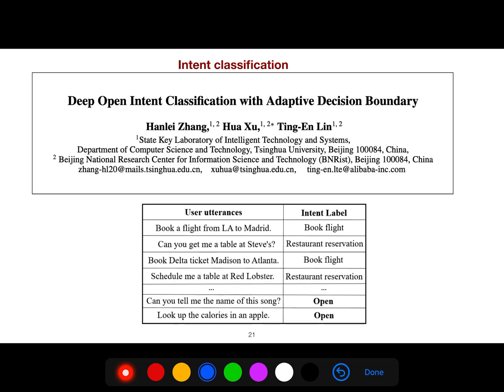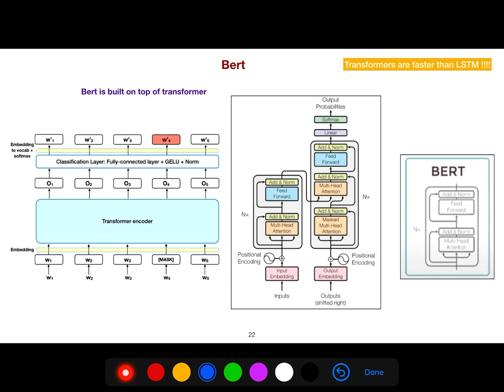And so intent classification, this is a good paper. You can read and enjoy that. And you can use BERT because transformers are faster than LSTM. LSTM has lots of problems. That's why in Google Brain and even in DeepMind and in many companies, they don't use recurrent neural networks very much, because it is not scalable.